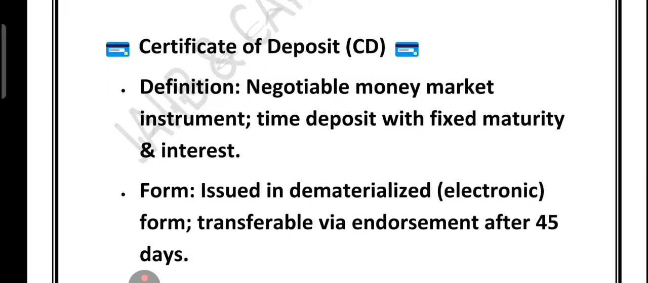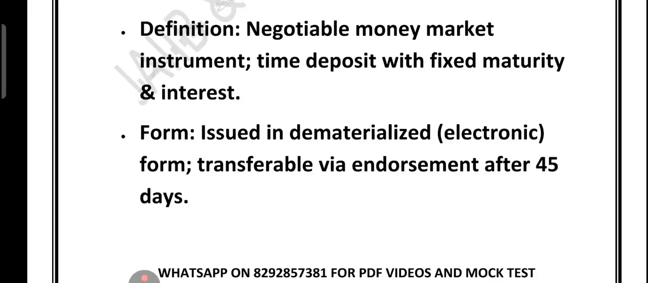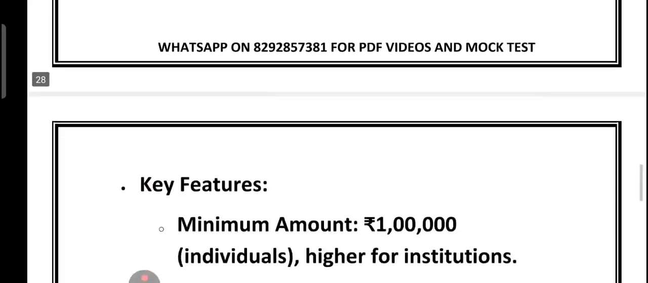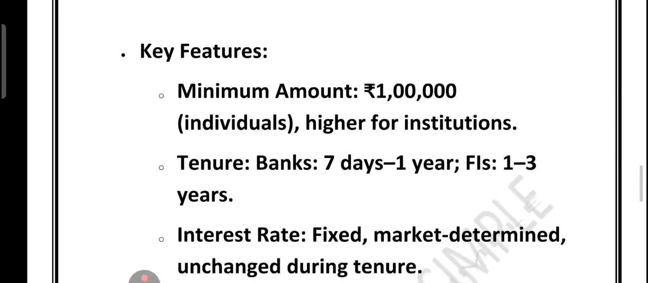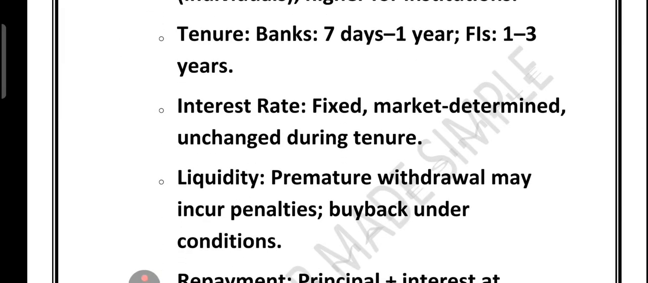Let's talk about the CD, that's called certificate of deposit. It is a negotiable time deposit with fixed maturity as well as interest. It is issued in dematerialized electronic form or demat form, transferable after 45 days. CD is a fixed term, transferable deposit in electronic form. Minimum amount for a CD is 1 lakh rupees for individuals, and higher for institutions. Tenure is 7 days to 1 year for banks, and 1 to 3 years for financial institutions. Please remember it. Interest rate is fixed, which is market determined, unchanged during tenure.